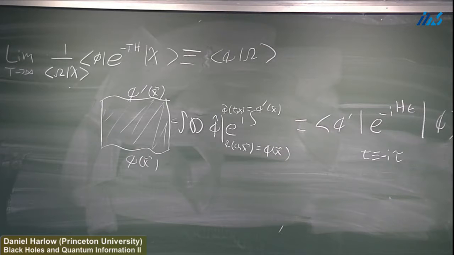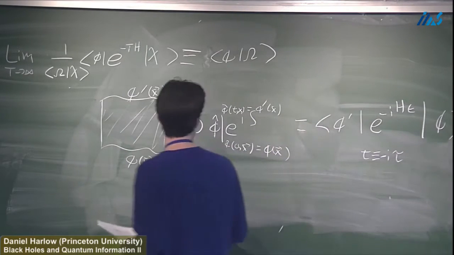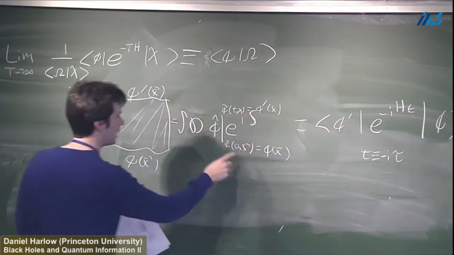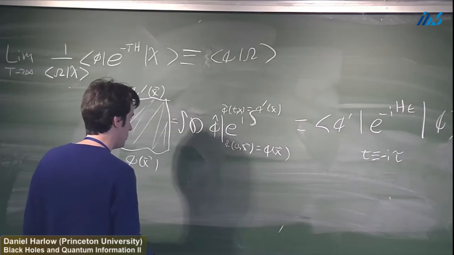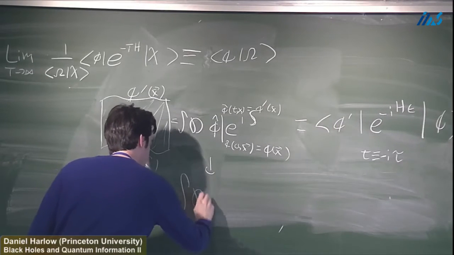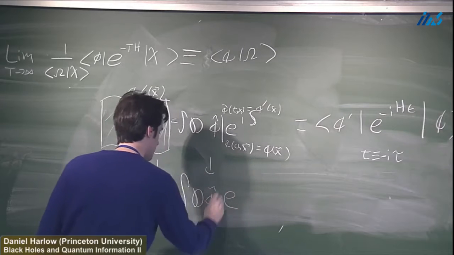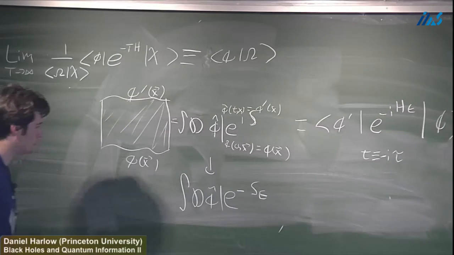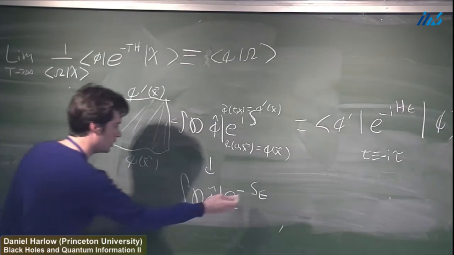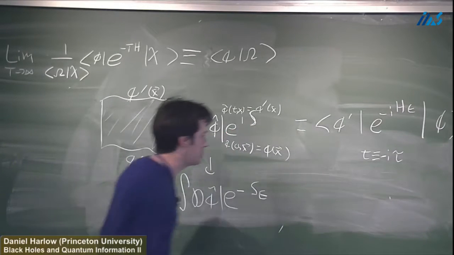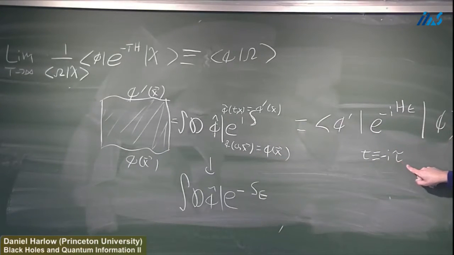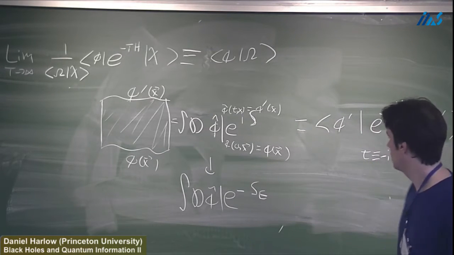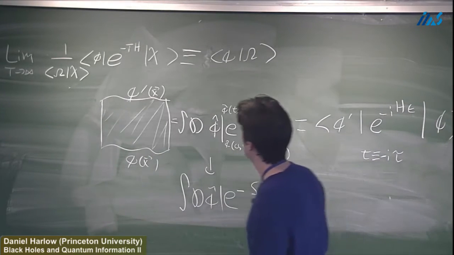If I do that, the only thing that gets modified in this formula is that I still have an integral over histories with the same boundary conditions as before, but now what appears here is the Euclidean action instead of the Lorentzian action. The Euclidean action is related to the Lorentzian action by just plugging this in everywhere. Maybe you should use capital T instead of tau.